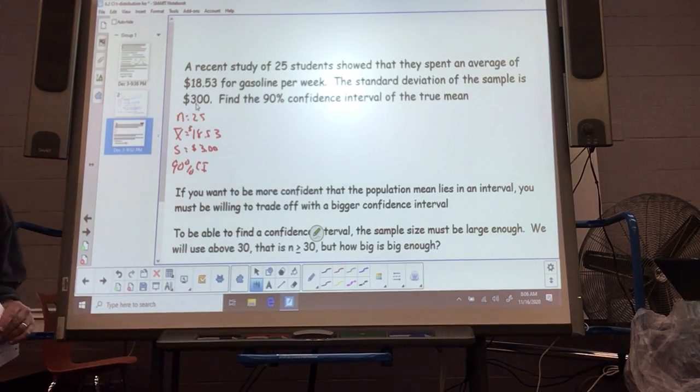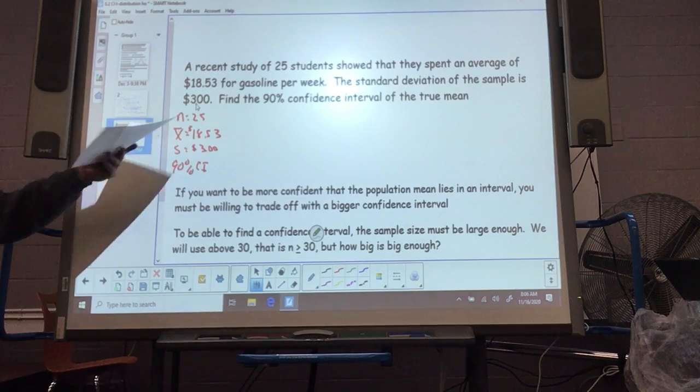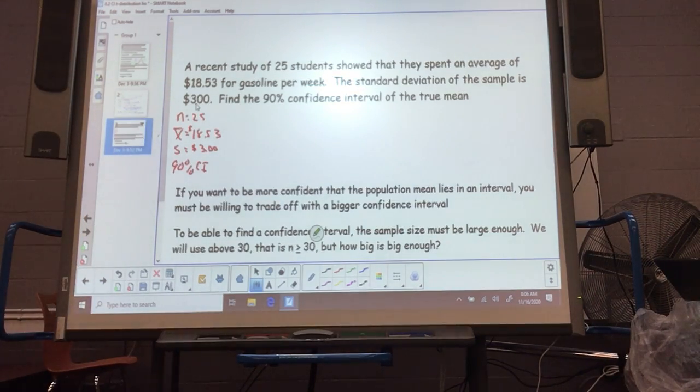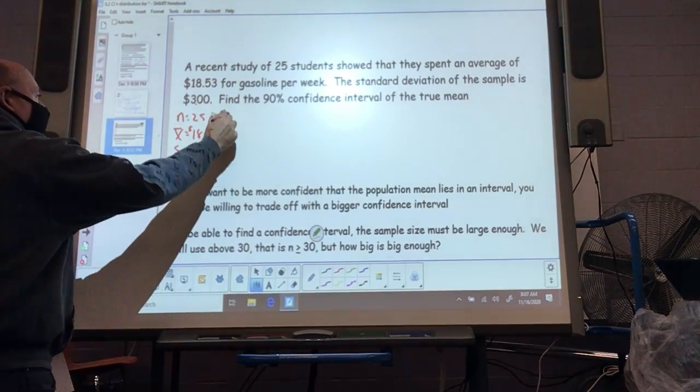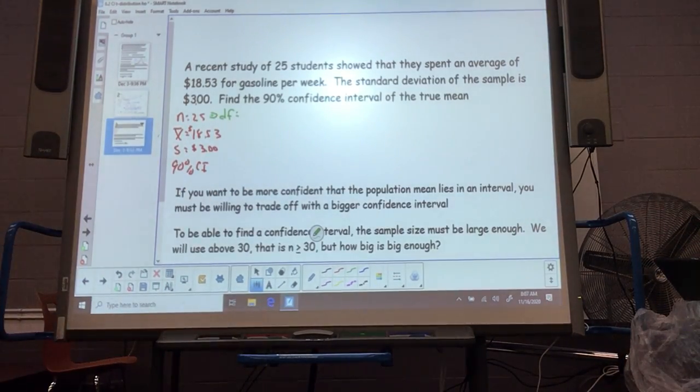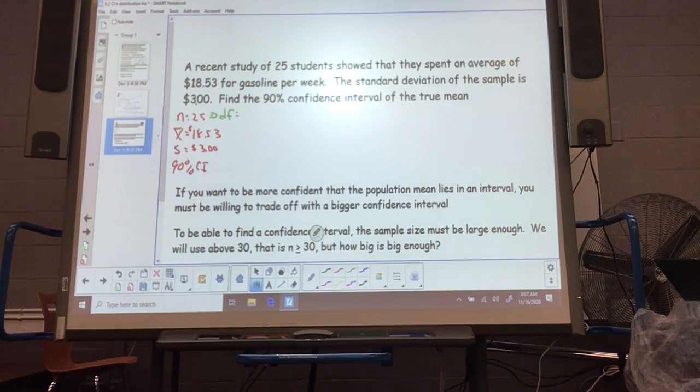Now, when to use a t, when to use a z? Well, it really doesn't matter. What I would suggest you do is do your degree of freedom. Your sample size is 25, which means my degree of freedom would be what? How do I calculate the degree of freedom? N-1. So what do we have? 24. That is correct.